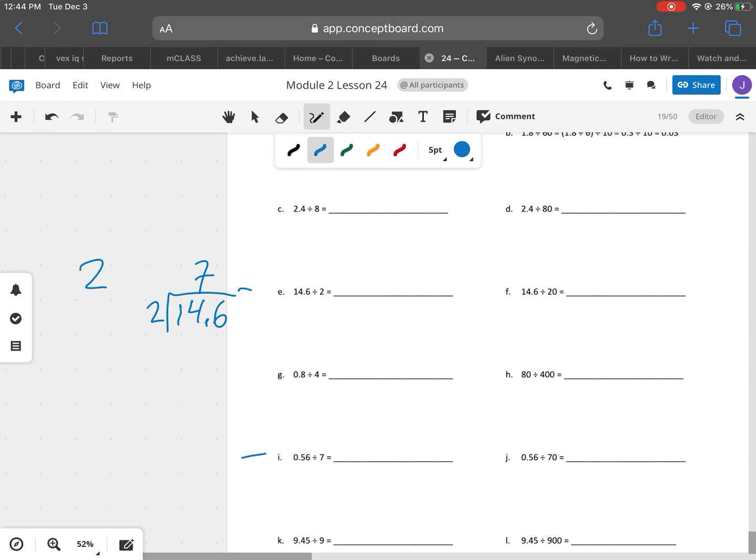How did I get the 7? Well, if I count by 2, this is my 7th one. Oops, I skipped one. Gotta be careful about that. So this is my 7th one. Alright, so now I'm going to subtract the 14. It gives me a 0. I'm going to bring down the 6. This is my 3rd one, so my answer is going to be 7 and 3/10.